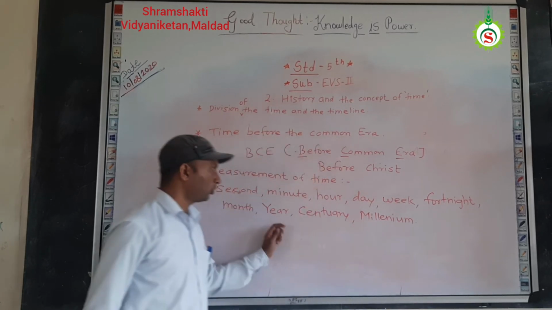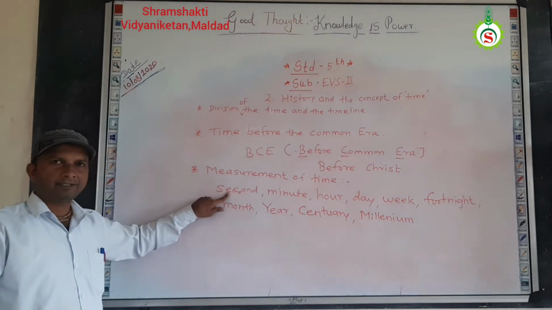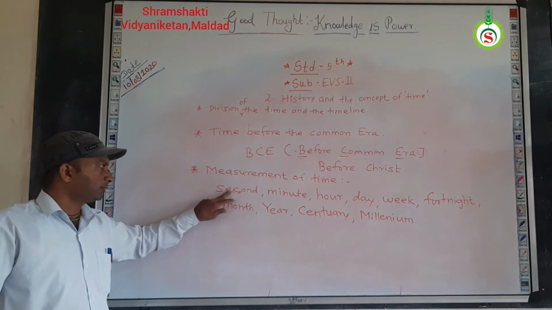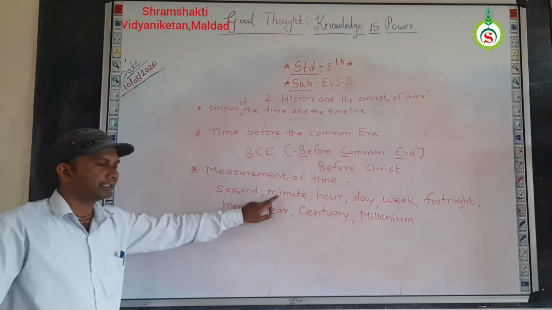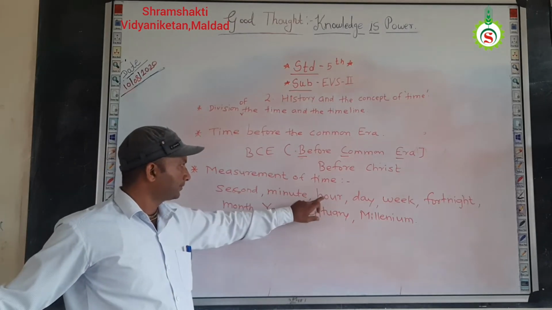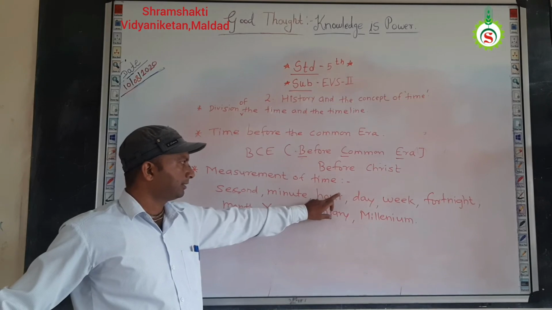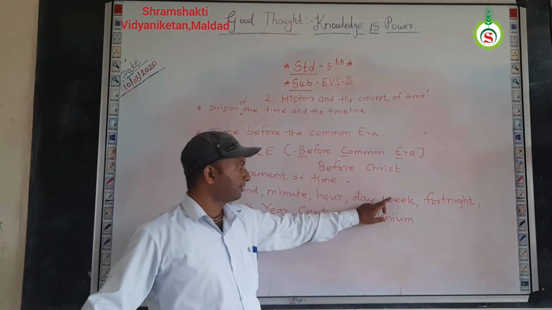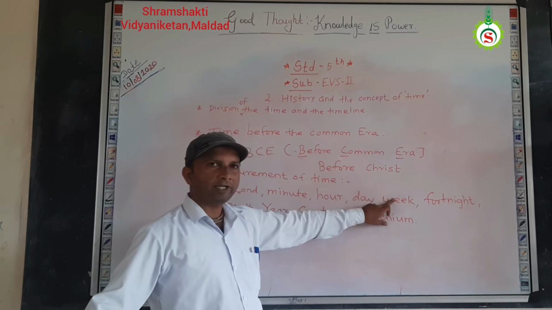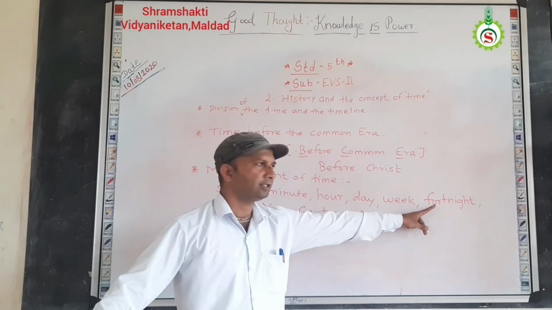Okay, like this. The smallest unit of measurement of time is the second. 60 seconds together make 1 minute. 60 minutes together make 1 hour. 24 hours represent 1 day. 7 days become 1 week. 2 weeks together are known as a fortnight.